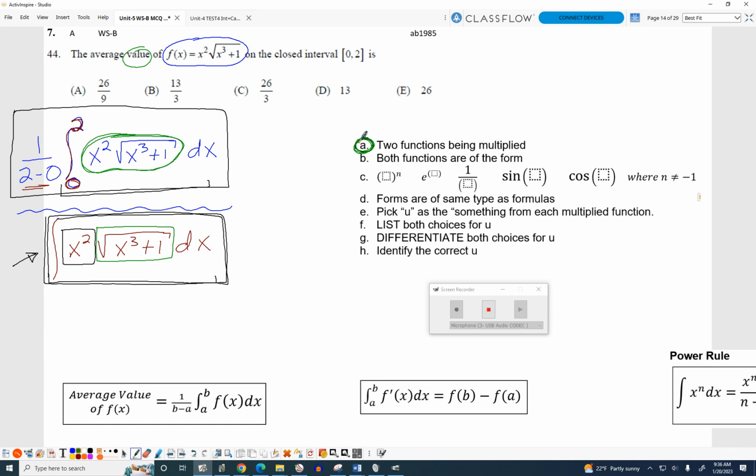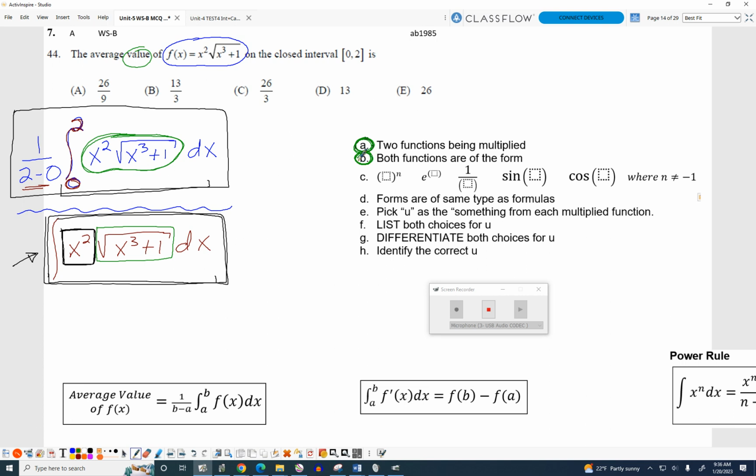Sometimes one of the two functions can simply be a constant. So I guess in pretty much any situation you can say you have two functions multiplying. One of them might be a constant. Okay? Both functions, this is where we can be a little bit loose sometimes. Both functions don't have to be of the same form, they often are.